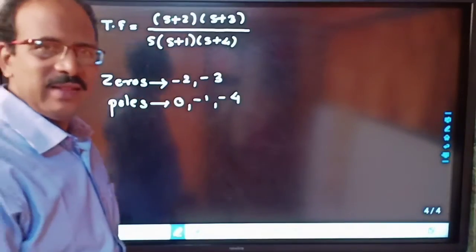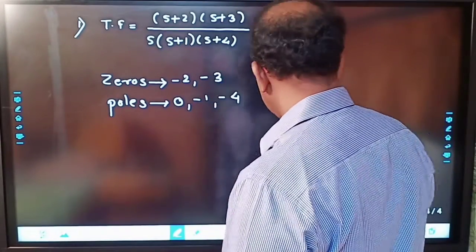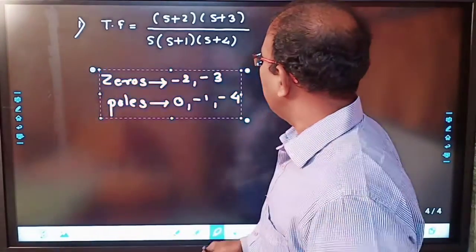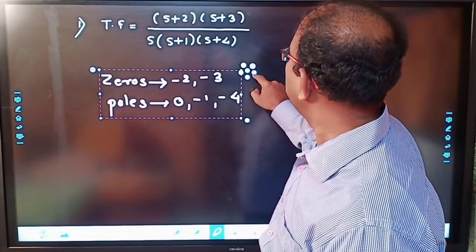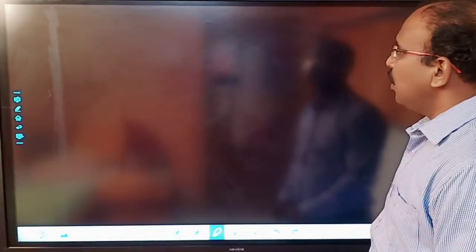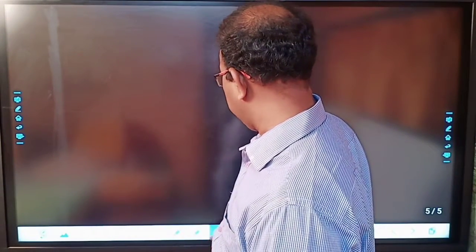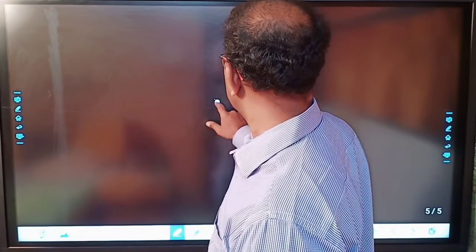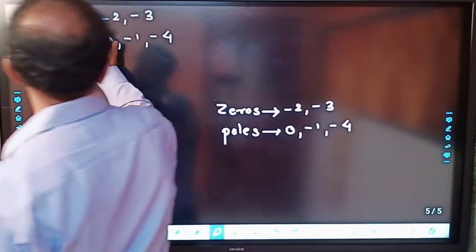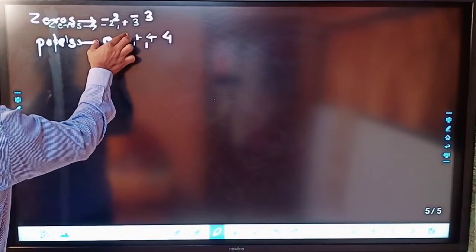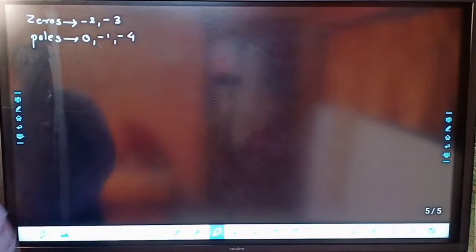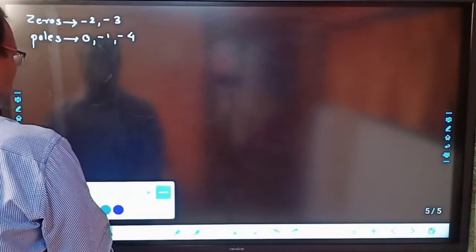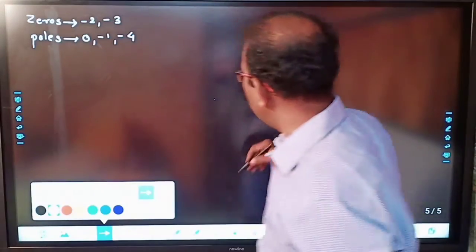Now how to present this? These are the zeros and poles. So I copy this and I will draw this. So I know the poles and zeros. Now how to draw this? Zeros are minus 2, minus 3, poles are 0, minus 1 and minus 4. So I draw the pole zero plot. You pay attention to how to draw the pole zero plot.